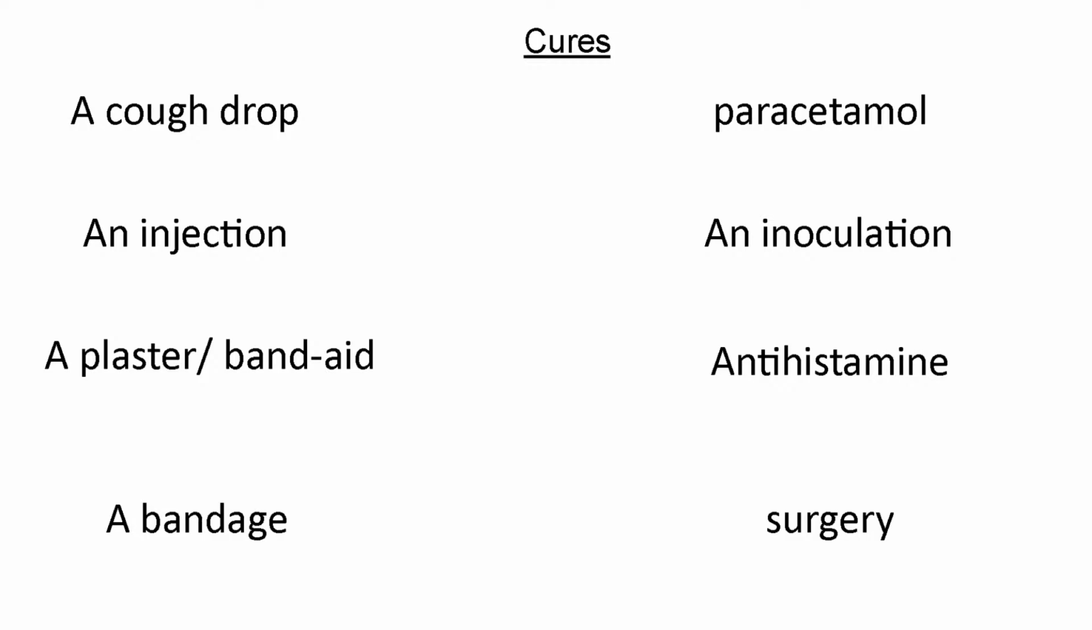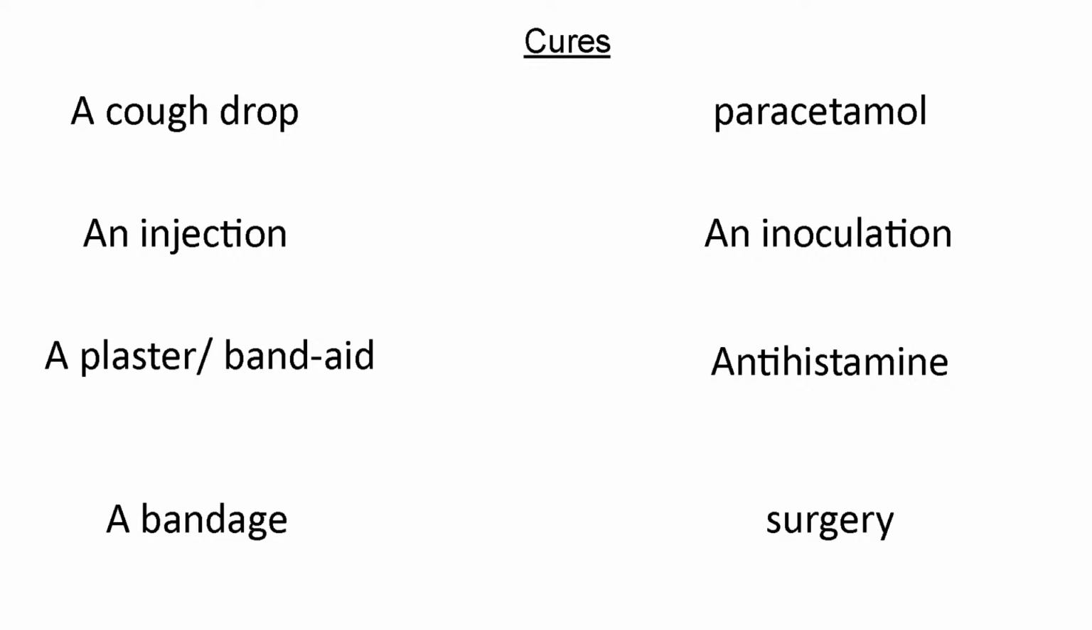Okay, and we're also talking about cures. So let's talk about some vocabulary to do with cures. So here are some cures. A cough drop, an injection, a plaster, British English, a band-aid, American English, a bandage, paracetamol, doesn't matter how you pronounce it, an inoculation, antihistamine, and surgery. So if we look here, we're thinking about the last thing we should be doing.